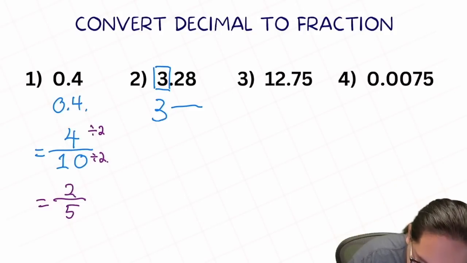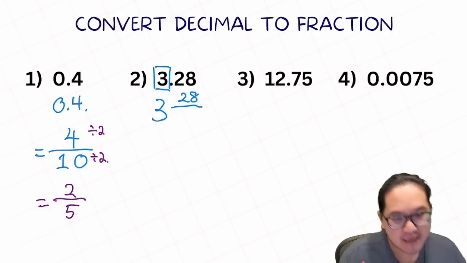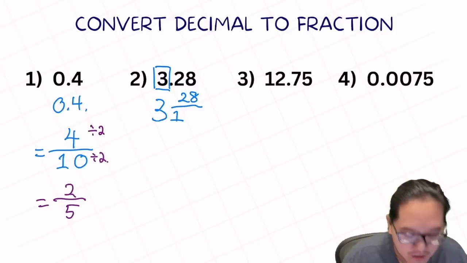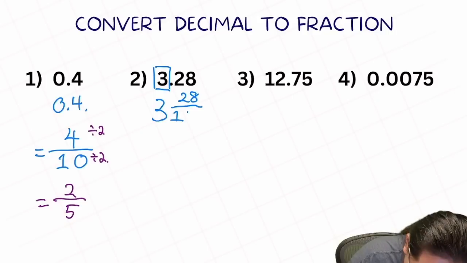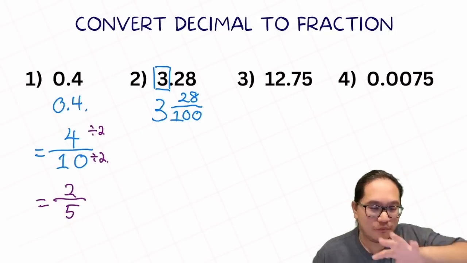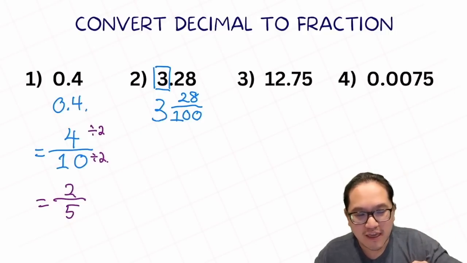So in this case, on top, we got 28, our numerator. We add the 1 at the bottom first. And how many units we have on 28? We have 2 units, right? So we add 2 0s, right? The basic form is 3.28 is equal to 3 and 28 over 100.